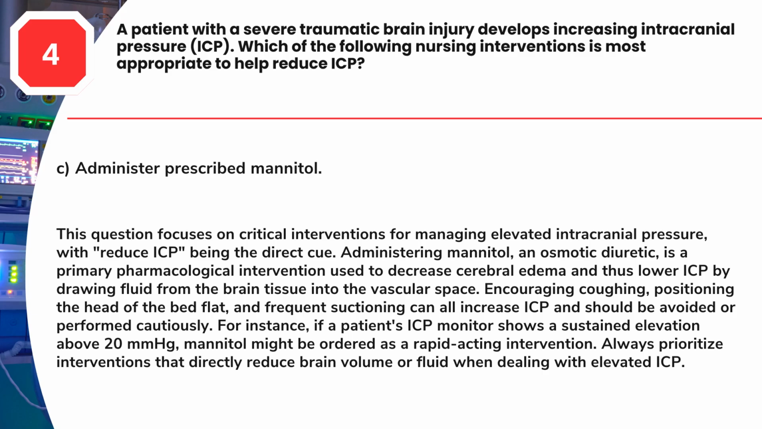Encouraging coughing, positioning the head of the bed flat, and frequent suctioning can all increase ICP and should be avoided or performed cautiously. For instance, if a patient's ICP monitor shows a sustained elevation above 20 millimeters of mercury, mannitol might be ordered as a rapid-acting intervention. Always prioritize interventions that directly reduce brain volume or fluid when dealing with elevated ICP.